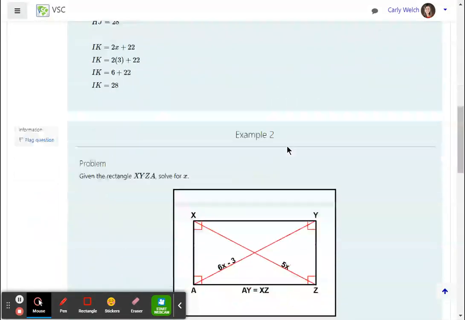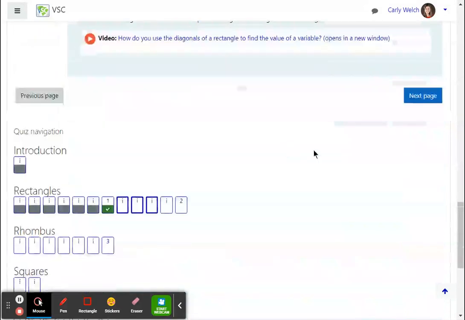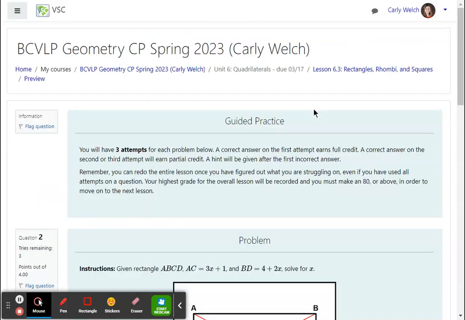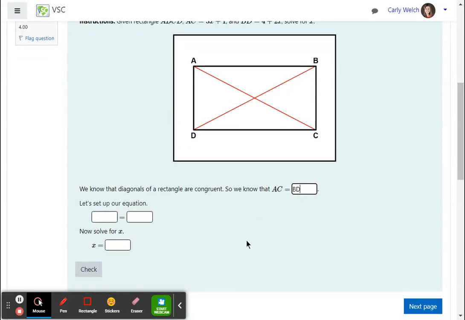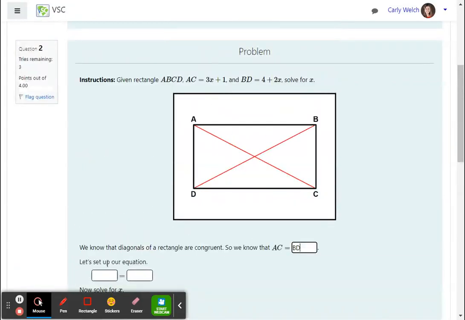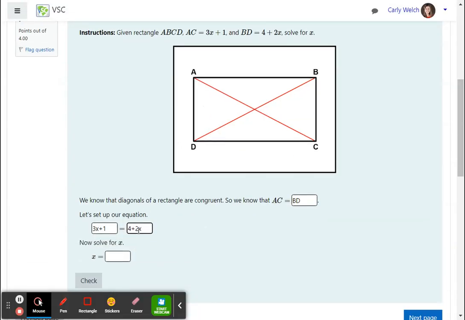Some examples when you have expressions, and we're going to practice on this one. So AC, this diagonal is congruent to BD. And then I have AC is 3x plus 1 will be equal to 4 plus 2x. If I subtract 2x from this side, that leaves me with x plus 1. Subtract 1 from this side, and that leaves me with x equals 3.